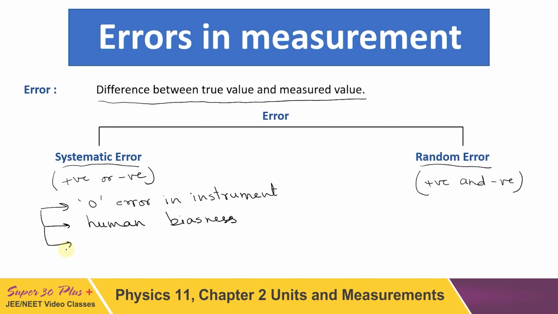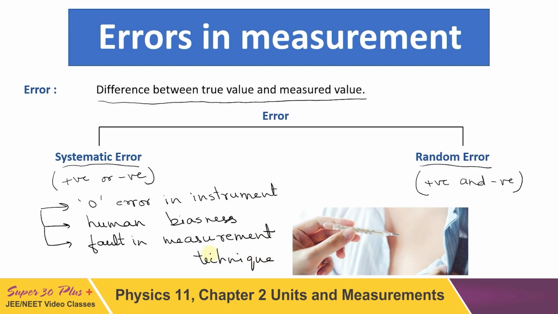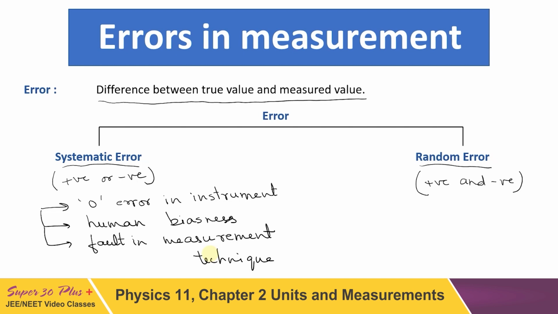The next reason can be fault in measurement technique. If there is a fault in the technique itself, then it will produce systematic error. Here we can take an example. If a doctor says to check our temperature, actually the doctor wants to check the temperature of the blood circulation, but we check the temperature of the upper surface of the body, which will always be somewhat lesser than the inside temperature. So this is a fault in measurement technique, which will always produce a positive or a negative error. So these are mainly the causes which can produce systematic error.